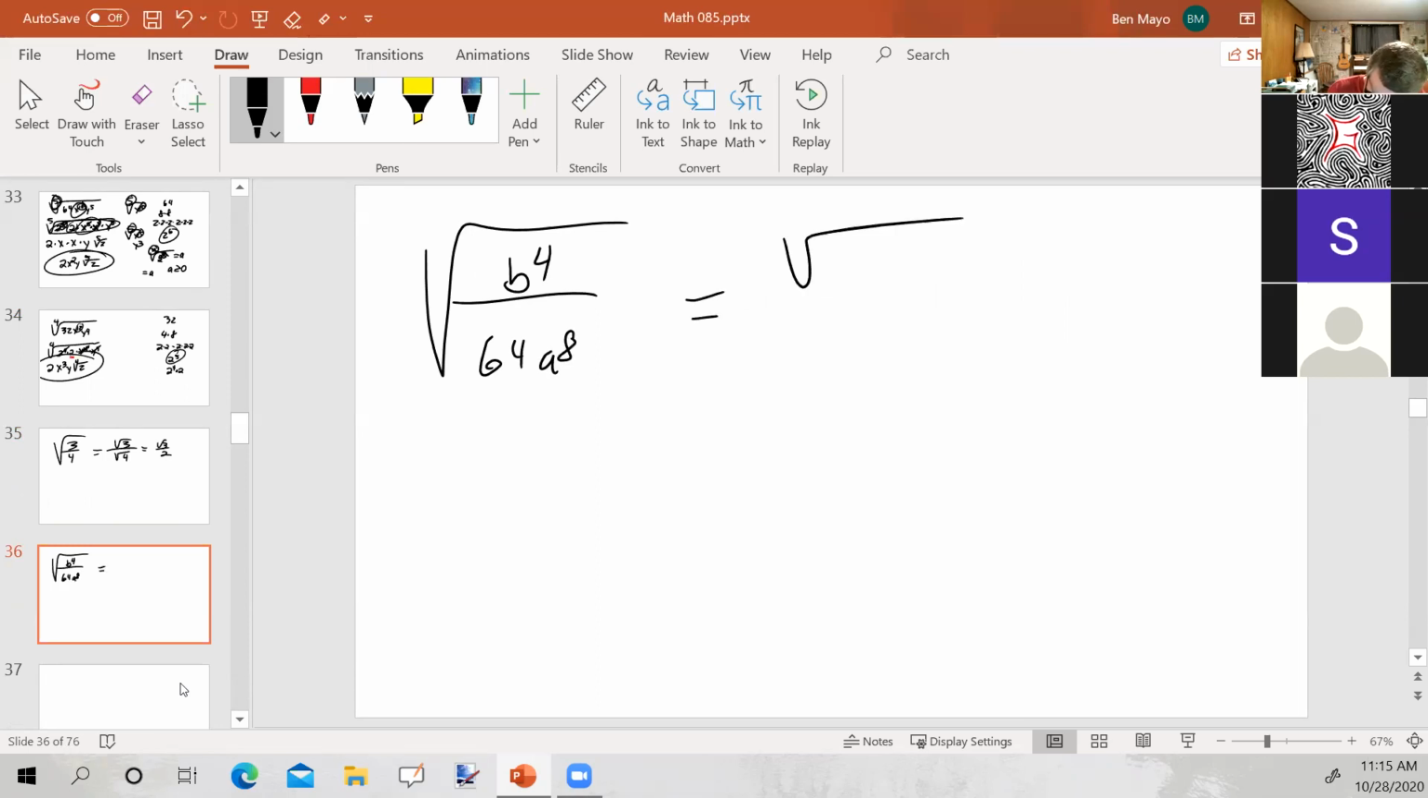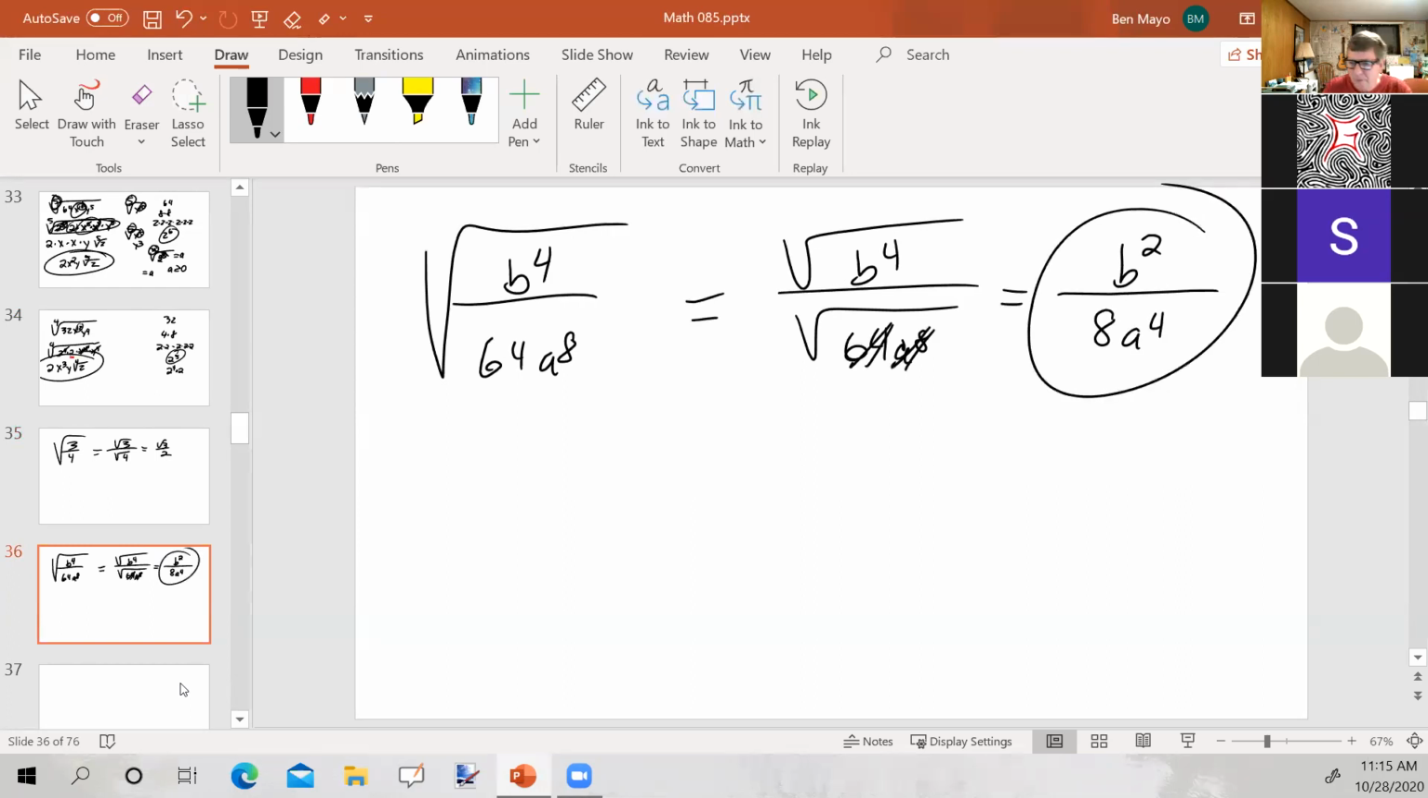I could write that as the square root of b to the 4th over the square root of 64 a to the 8th. What's the square root of b to the 4th? That would be b squared. What's the square root of 64 a to the 8th? Well, the square root of 64 is 8, and the square root of a to the 8th is a to the 4th. Final answer. So I can take a fraction under a radical and separate it into a numerator radical and a denominator radical if I want to.